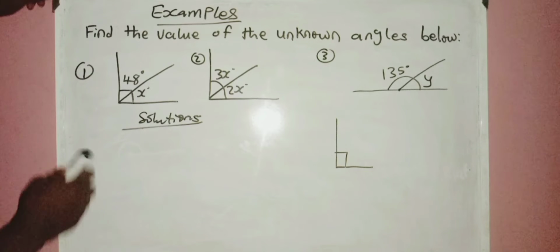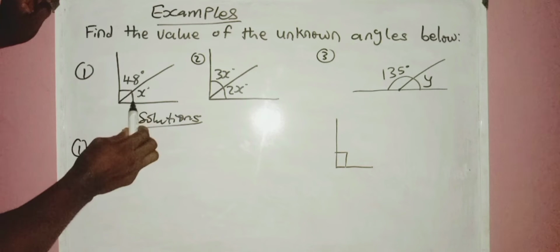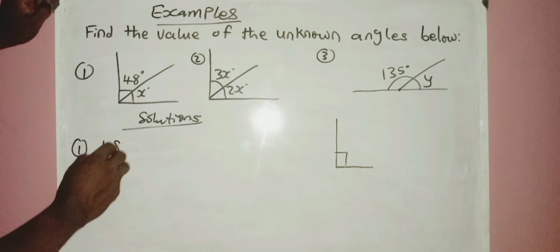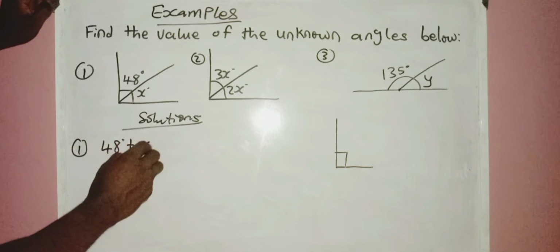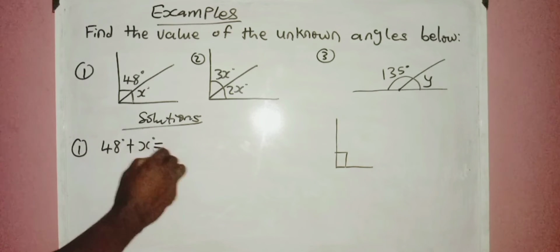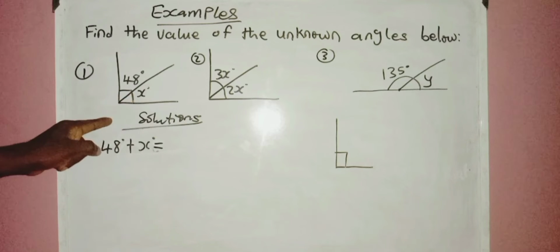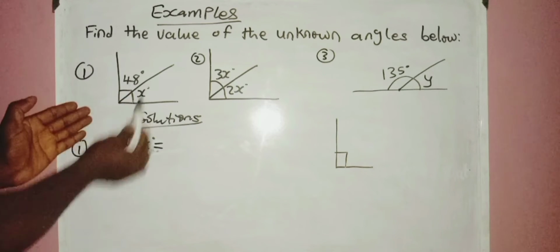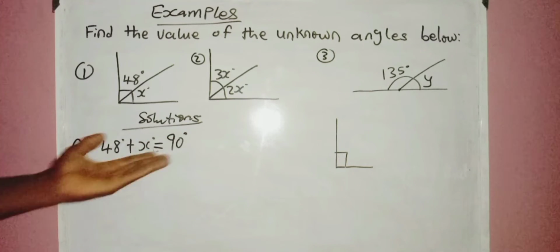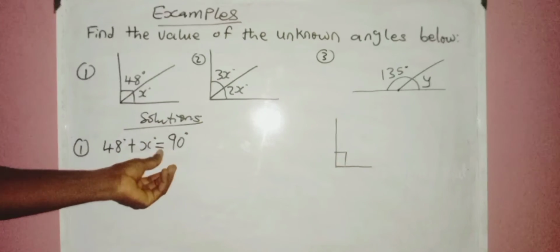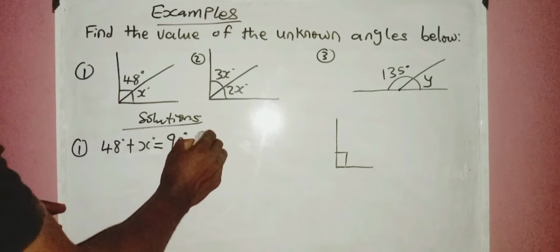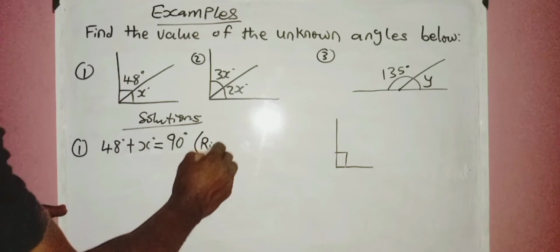So now to solve number one, we have to add everything that we have here. That is to say 48 degrees plus x degrees is equal to what? What type of angle is this? That is a right angle. So therefore, everything that we have here will be summed up to 90 degrees. And why do we say equal to 90 degrees? Because it is a right angle. So I can give my reason by saying right angle.